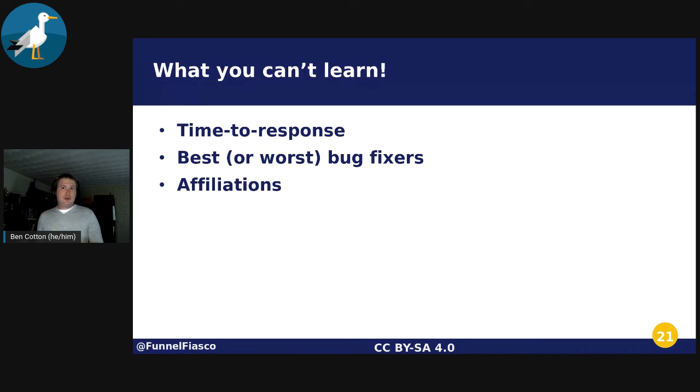You don't want to shame the people who are the worst bug fixers, and you don't want to praise the people who are the best, because just because they're the assignee on the bug doesn't mean they're actually the one who fixed it. And there might have been multiple people who contributed to that. Similarly, you can't tell affiliations, because people might not use their corporate or project email address in the bug tracker. So you can't really say, oh, X percentage of people are from Red Hat because they use their Red Hat email in Bugzilla, because a lot of people don't.